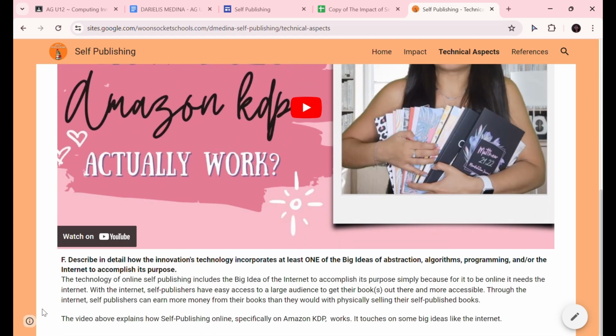F. Describe in detail how the innovation's technology incorporates at least one of the big ideas of abstraction, algorithm, programming, and/or the internet to accomplish its purpose. Well, I feel like the internet would be the best one to point out here, because it is where a lot of self-publishers today are publishing their books or getting recognition for their books. The internet really helps self-publishing authors reach different parts of the globe, not even just their community, and they can get their book out worldwide.